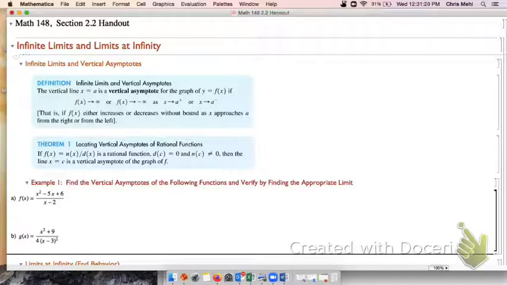Okay. There are also times where you might have a limit where a function is approaching infinity or increasing at a particular x value. That oftentimes is going to tell you about vertical asymptotes. Okay, so there is a relationship between infinite limits and limits at infinity, and what it tells you about the possible existence of vertical and horizontal asymptotes. So what I want to do is look at a graphical example of this first.